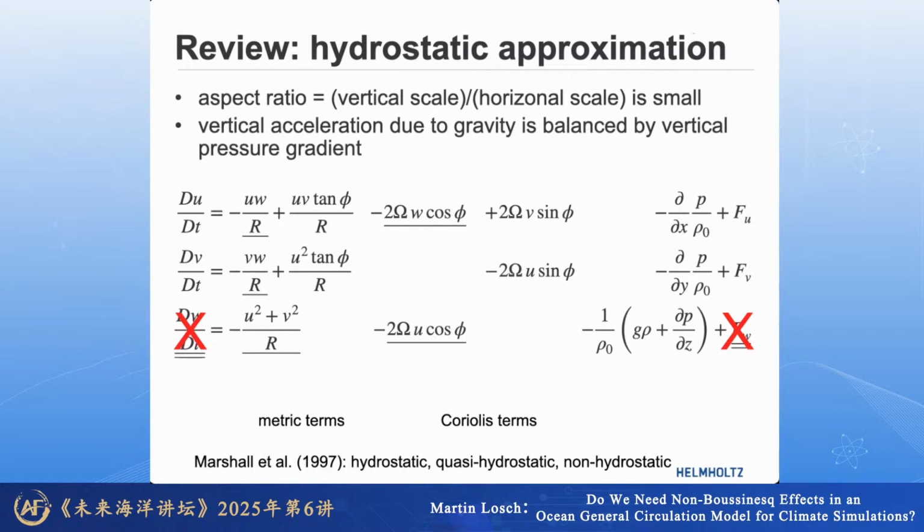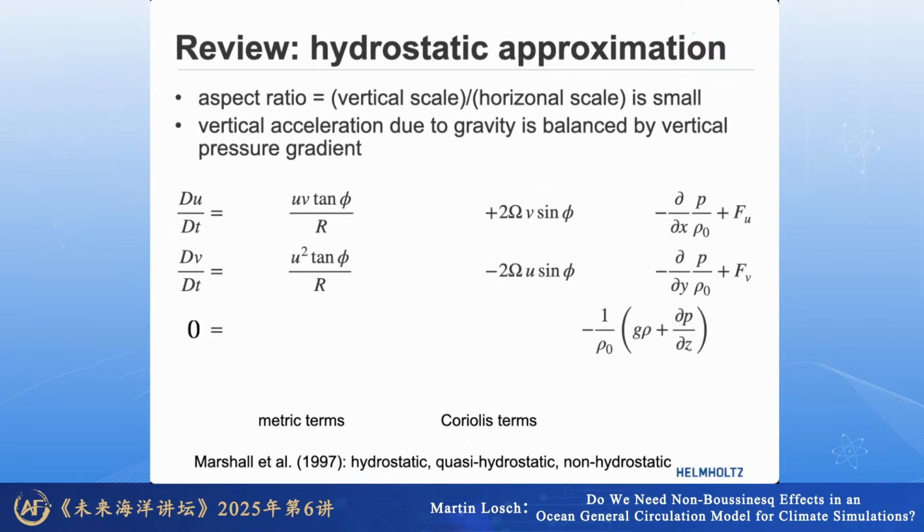And then the full hydrostatic equations are these, where the metric terms vanish entirely, also from the momentum equations in the horizontal. And these are the hydrostatic equations that we usually use in ocean circulation models. The important part is that in the third equation, the acceleration due to gravity g is balanced by the vertical pressure gradient. There are no other terms in the vertical, and there's no acceleration in the vertical.